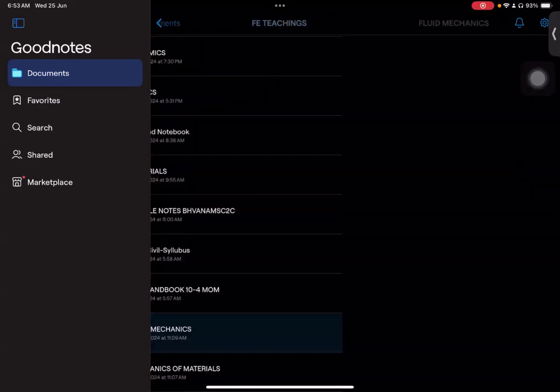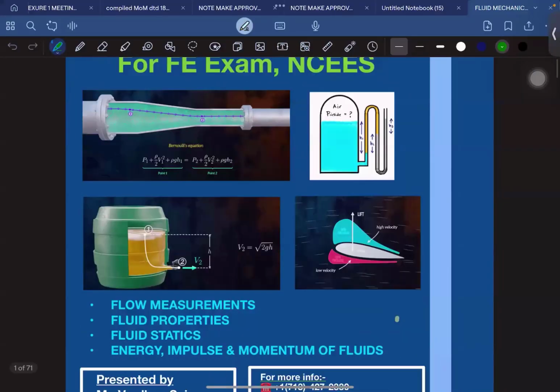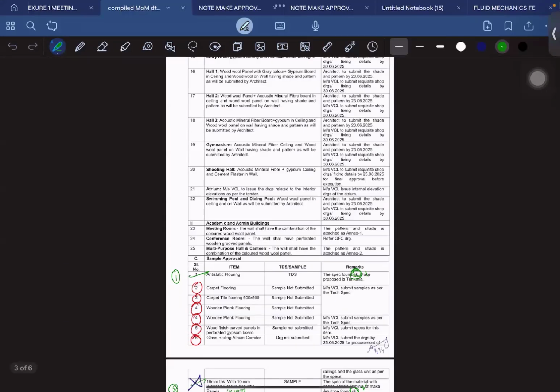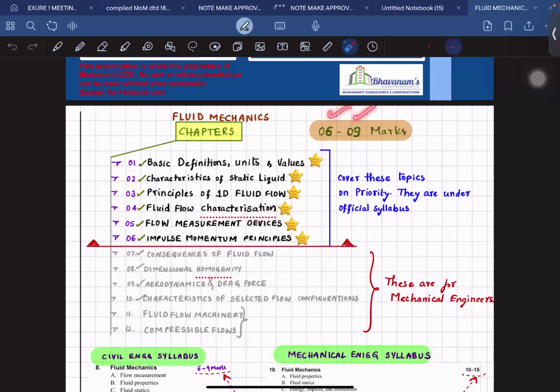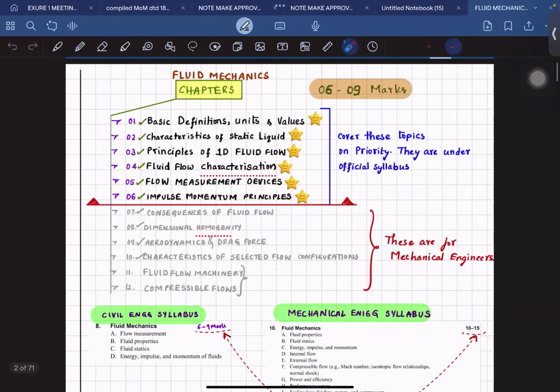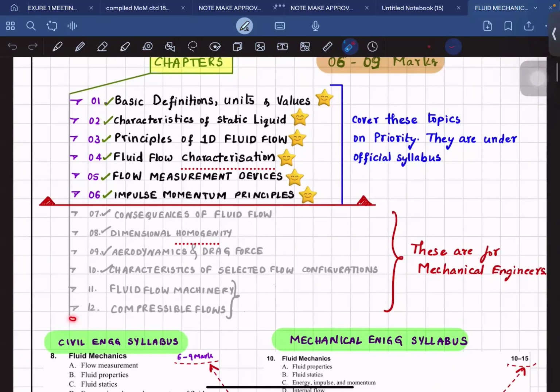Teachings, coming to the fluid mechanics. Yes, these are my notes made by me. Fluid mechanics has so many things, and it carries around 6 to 9 marks. Out of this, when you see the latest version of the handbook, there will be lots of things, around 12 topics.